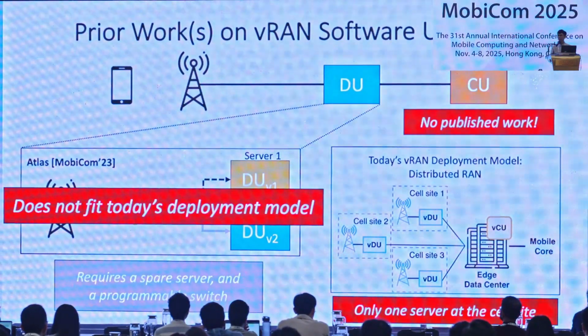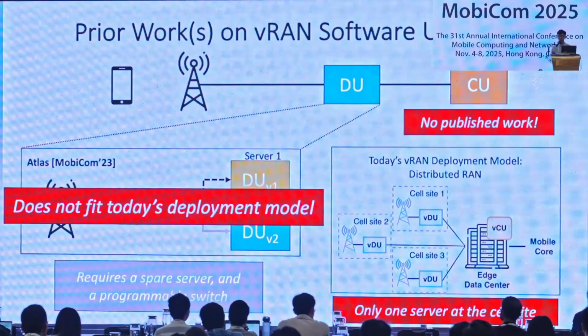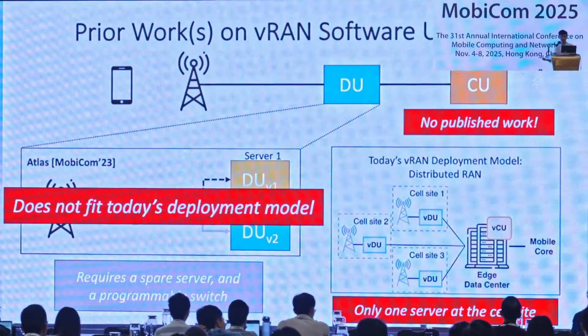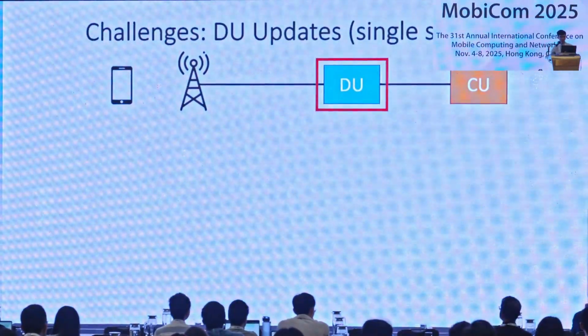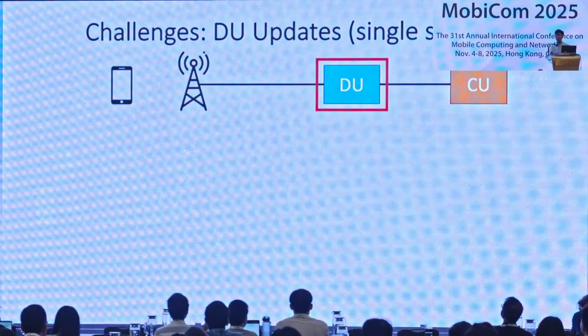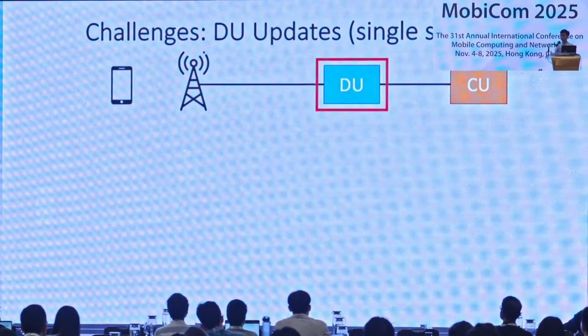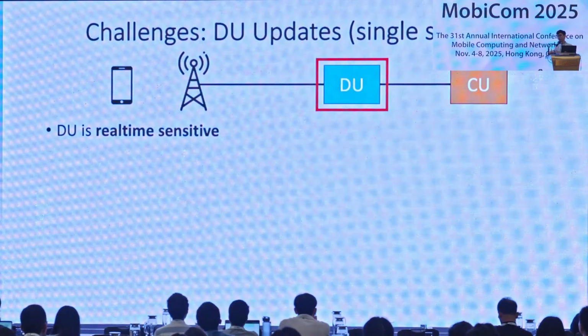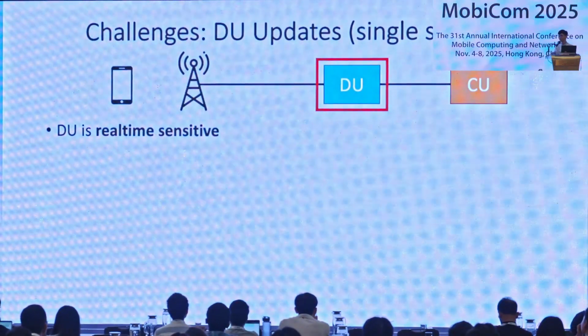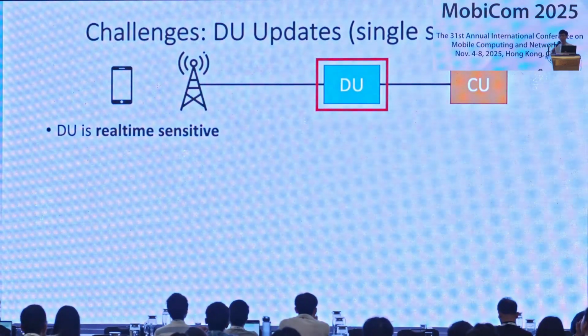Now we have a better sense of what the current state of things looks like. Then we'll look into the individual challenges of updating the DU and CU. First, let us talk about the DU. What is the challenge? The DU handles the baseband processing and also the MAC scheduling. So it is a real-time sensitive process.